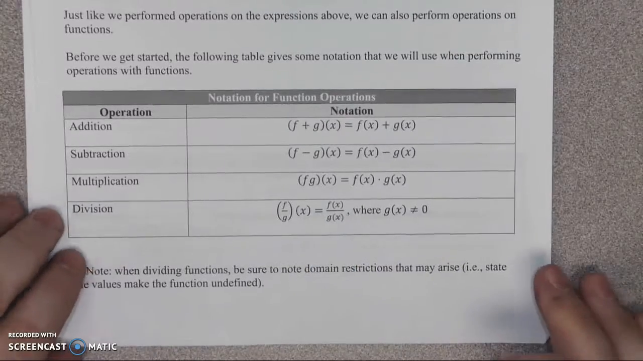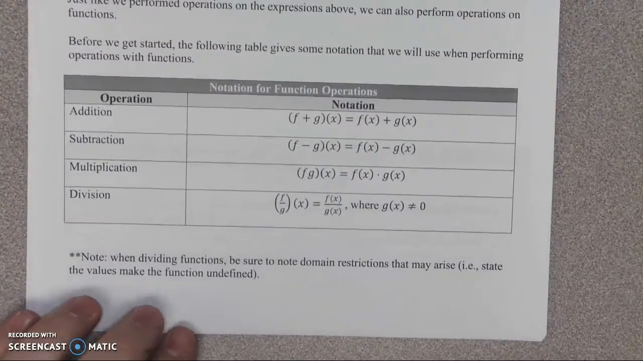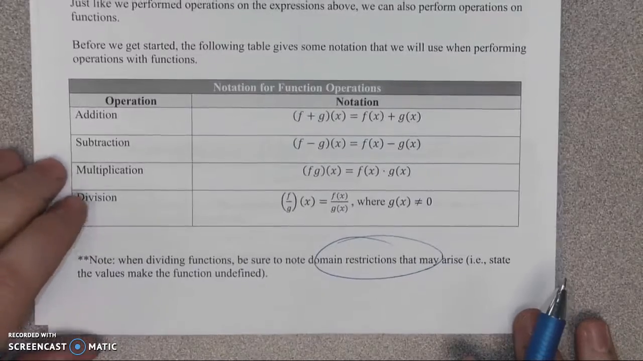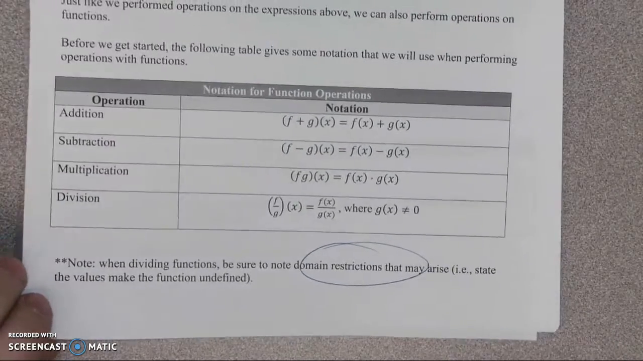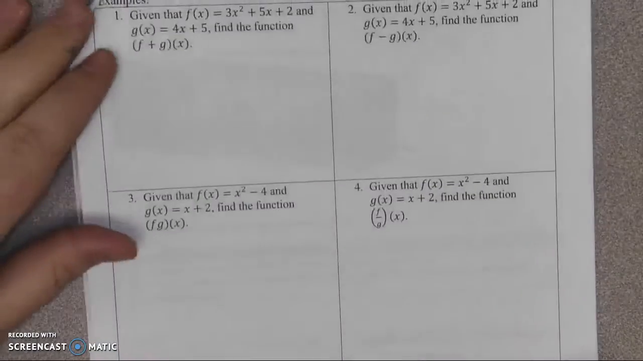And f divided by g of x is f of x divided by g of x, where g of x cannot be 0. So when you're doing these, you need to make sure you note any domain restrictions that may arise, just like you did when we studied rational expressions. So here, let's just jump into an example.